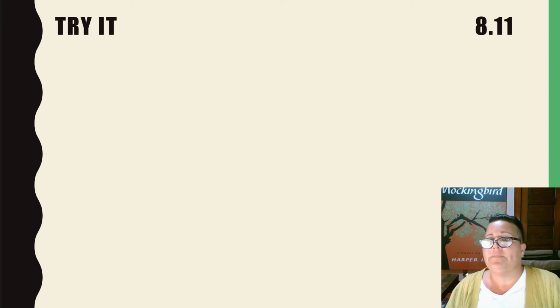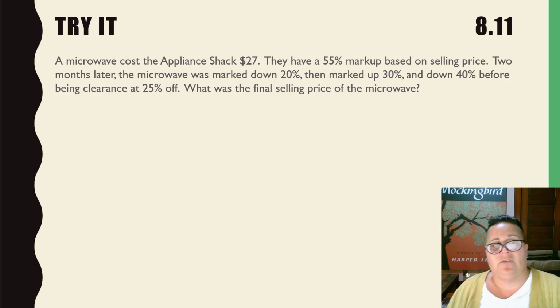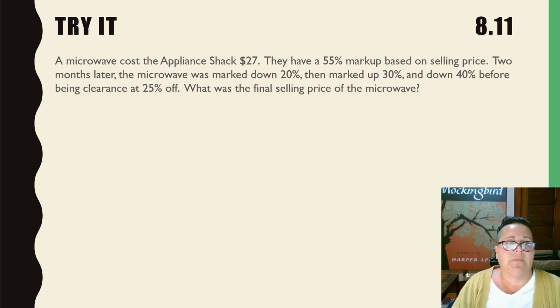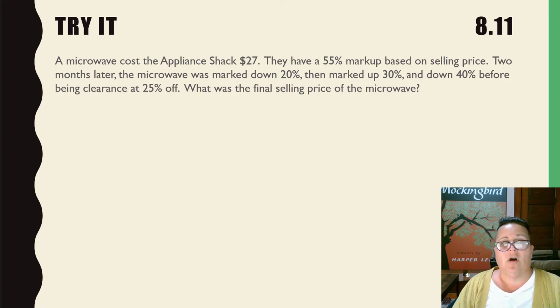We're going to try one. So a microwave cost the appliance shack $27 to purchase. They have a 55% markup based on selling price. And 2 months later, the microwave is marked down 20%. Then they're going to mark it up 30%. Then they're going to mark it down 40% before they clearance it at 25% off. And we're asking, what is the final selling price of this microwave?